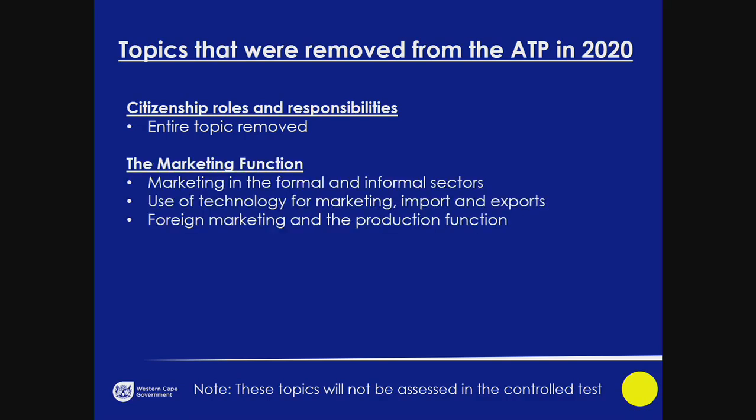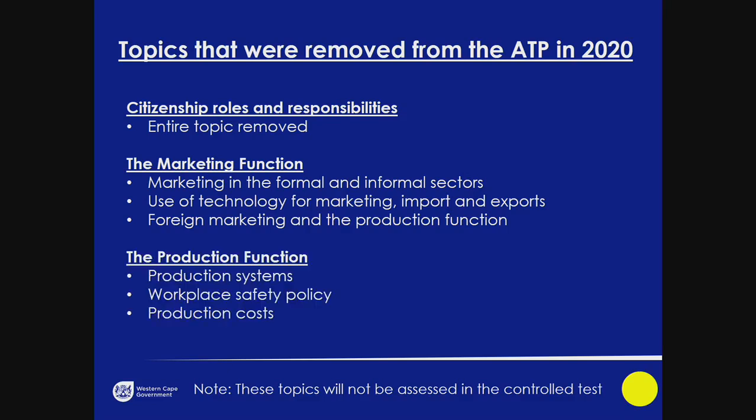for 2020. Under the marketing function, marketing in the formal and informal sectors, the use of technology for marketing, imports and exports, foreign marketing, and the production function. Only those aspects of the marketing function were removed. The rest of the marketing function will still be examined as part of your control test. And then under the production function, the production systems, the workplace safety policy, and the production cost sections within the production function section of work were removed.